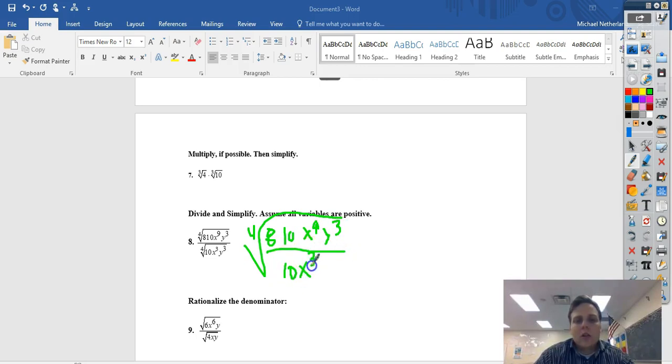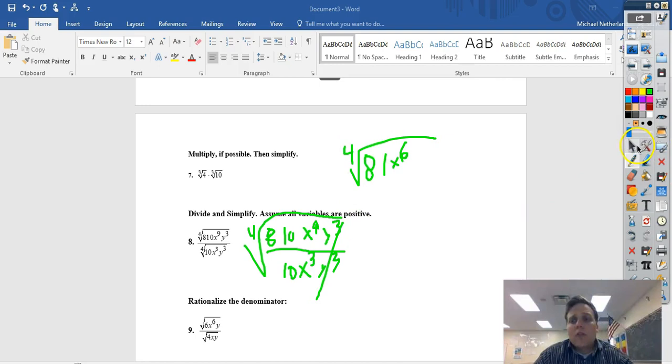10 x cubed y cubed. Okay, so now I can ignore the fourth root just for a second. It's still there, but I can divide everything inside if they are divisible. I can make it happen now, okay? 810 divided by 10, that's 81. So now I have the fourth root of 81, okay? And then I have x to the 9th divided by x cubed. That becomes x to the 6th. And then I have y cubed divided by y cubed. Those two cancel each other out, so this is all I have left.